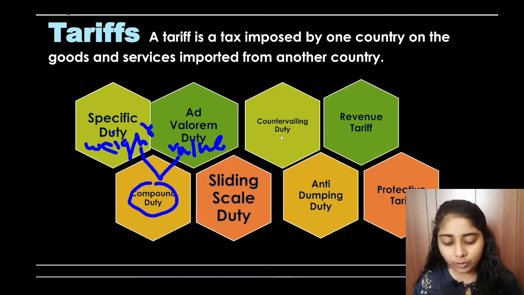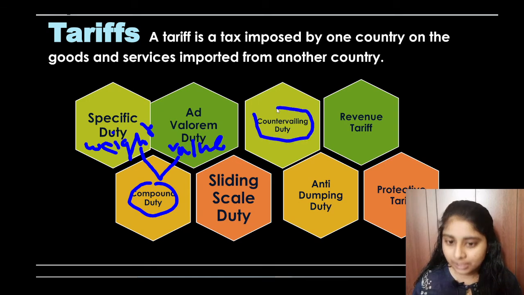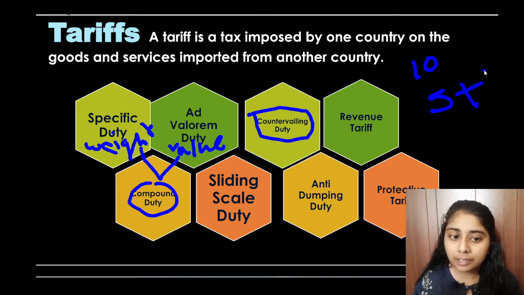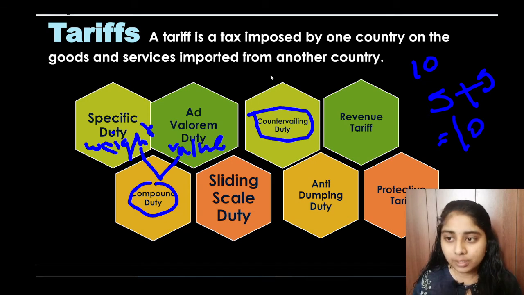Then comes countervailing duty. It is imposed on certain imports where products are subsidized by the exporting government. When the commodity is subsidized by the exporting government, we add a special tax on it so that they don't get that subsidy. Suppose the product is rupees 10 and, subsidized, it is exported at rupees 5. Then the countervailing duty will add rupees 5 so that it becomes rupees 10 again. Such a case is known as a countervailing duty.